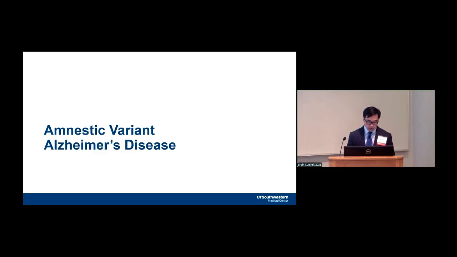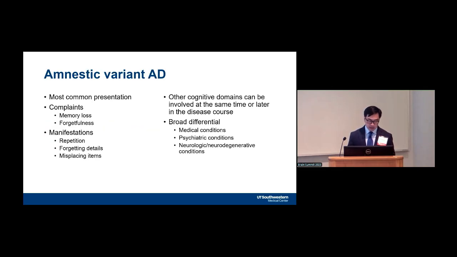So the most common presentation of Alzheimer's disease is the amnestic variant. They're coming in with complaints of memory loss, and that's what a majority of the patients come in with when they're having cognitive complaints. They complain about memory loss or forgetfulness. The family members or informants are going to be saying that the patient repeats themselves a lot. They forget a lot of details of conversations or prior or recent events. They can be misplacing items.